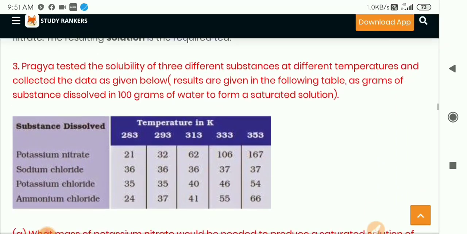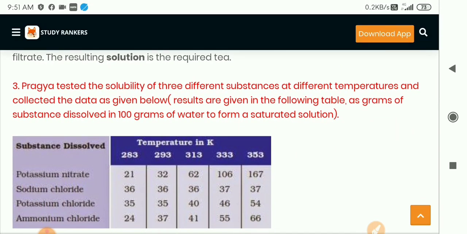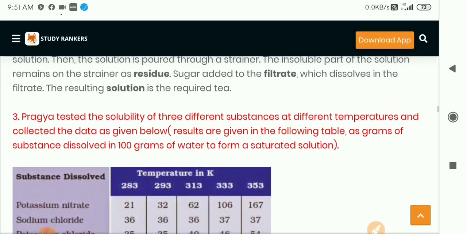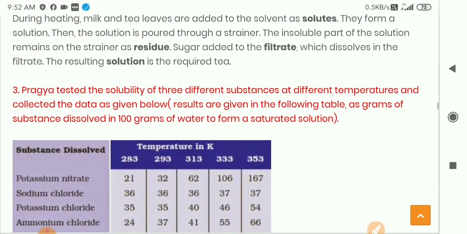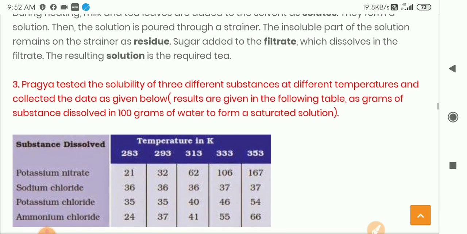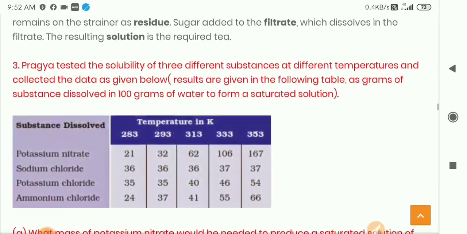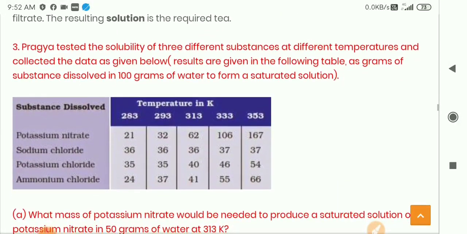Then this insoluble part of the solution remains in the strainer as a residue. Then sugar is added to the filtrate, which dissolves in the filtrate. The resulting solution is the required tea. Okay, this is how the tea is made.